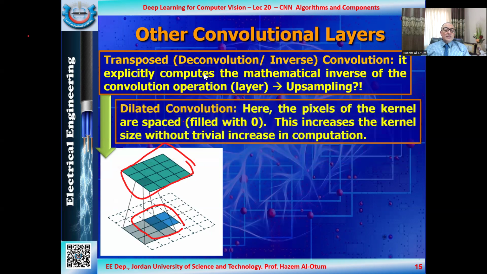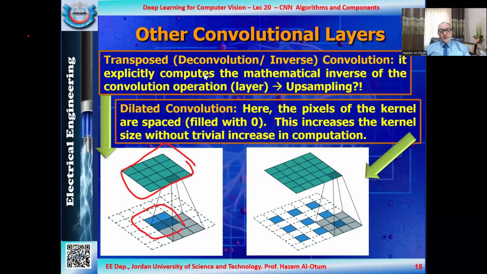Another type of convolution is called the dilated convolution. Here, the pixels of the kernel are spaced with zeros in between. This increase of the filter size will not seriously damage or affect your operation, but it will also not seriously increase the computation. Let's have a look at this technique.